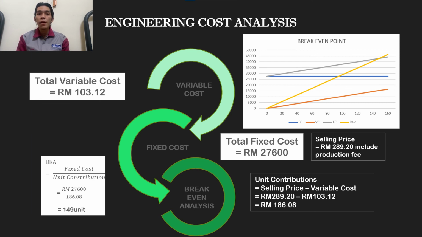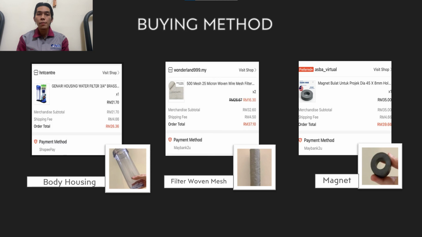Next, the break-even point is a point where the total cost is equal to the total sales, and it can be calculated by using the formula that is shown. Besides, the break-even point can be found by constructing a graph where the two lines intersect. The company will achieve profit when 149 units are sold. This is the buying method, which consists of the body housing, filter woven mesh, and magnet. Thank you. I will continue with the conclusion.